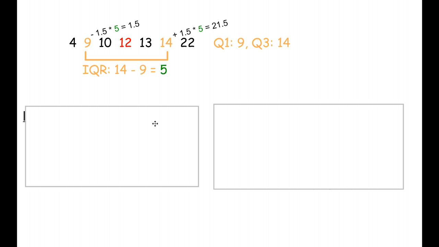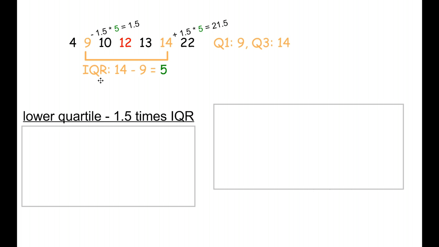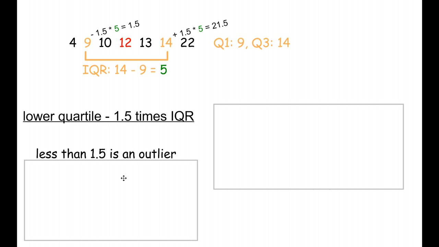So to review what I just did there, we took the lower quartile, which was 9, and we subtracted 1.5 times the IQR. 1.5 times the IQR is going to be 7.5. 9 minus 7.5 is going to give us 1.5. That means what we've defined is anything less than 1.5 is considered an outlier. Now we don't have any numbers less than 1.5, so we're good to go. No outliers on the low end.